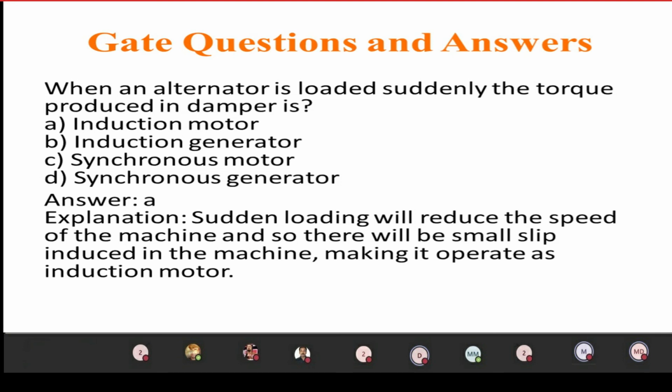Okay students, today we saw more related things in and around the synchronous machine, in the topic of parallel operation. Once again, I am N. Karthikeyan, Department of Electrical and Electronics Engineering, Panimalar Institute of Technology, Chennai.